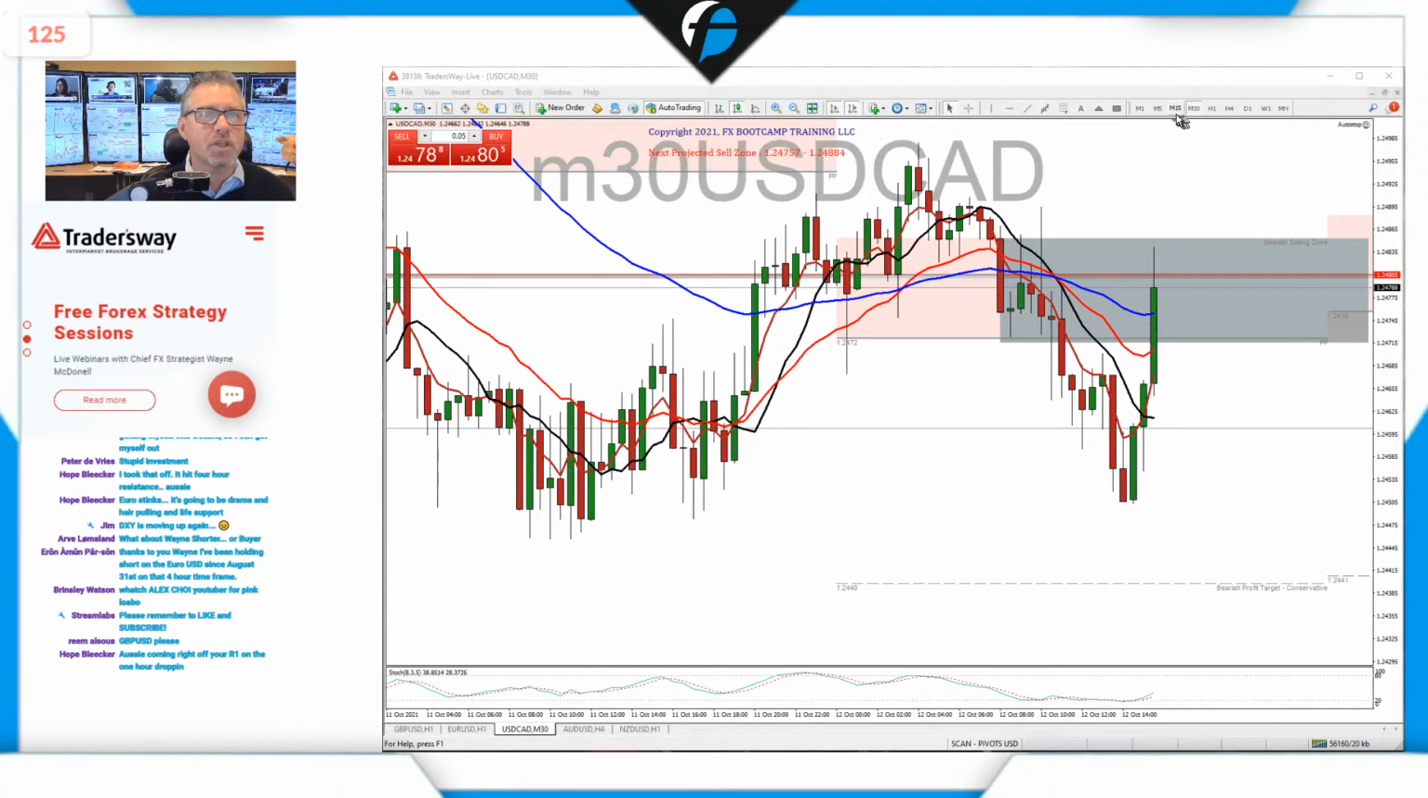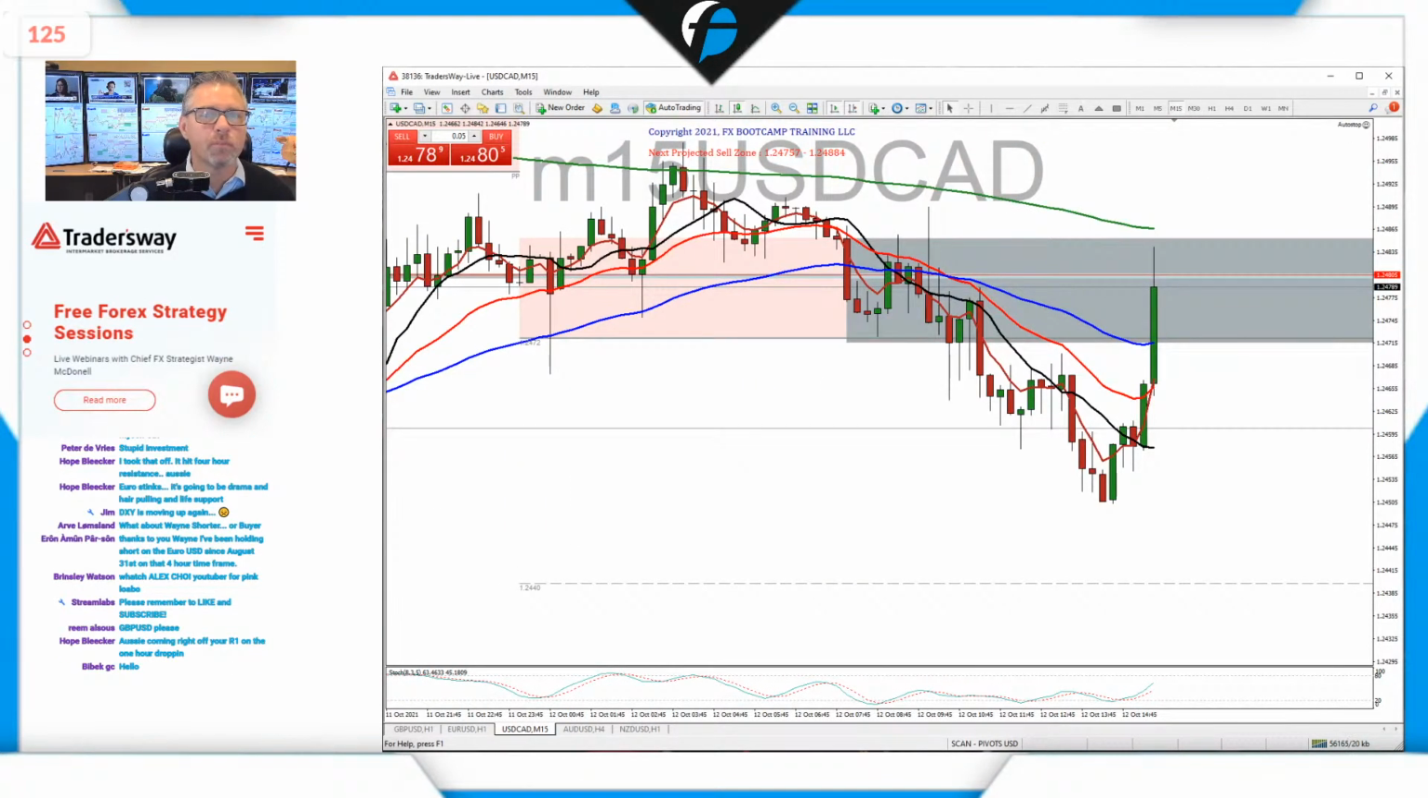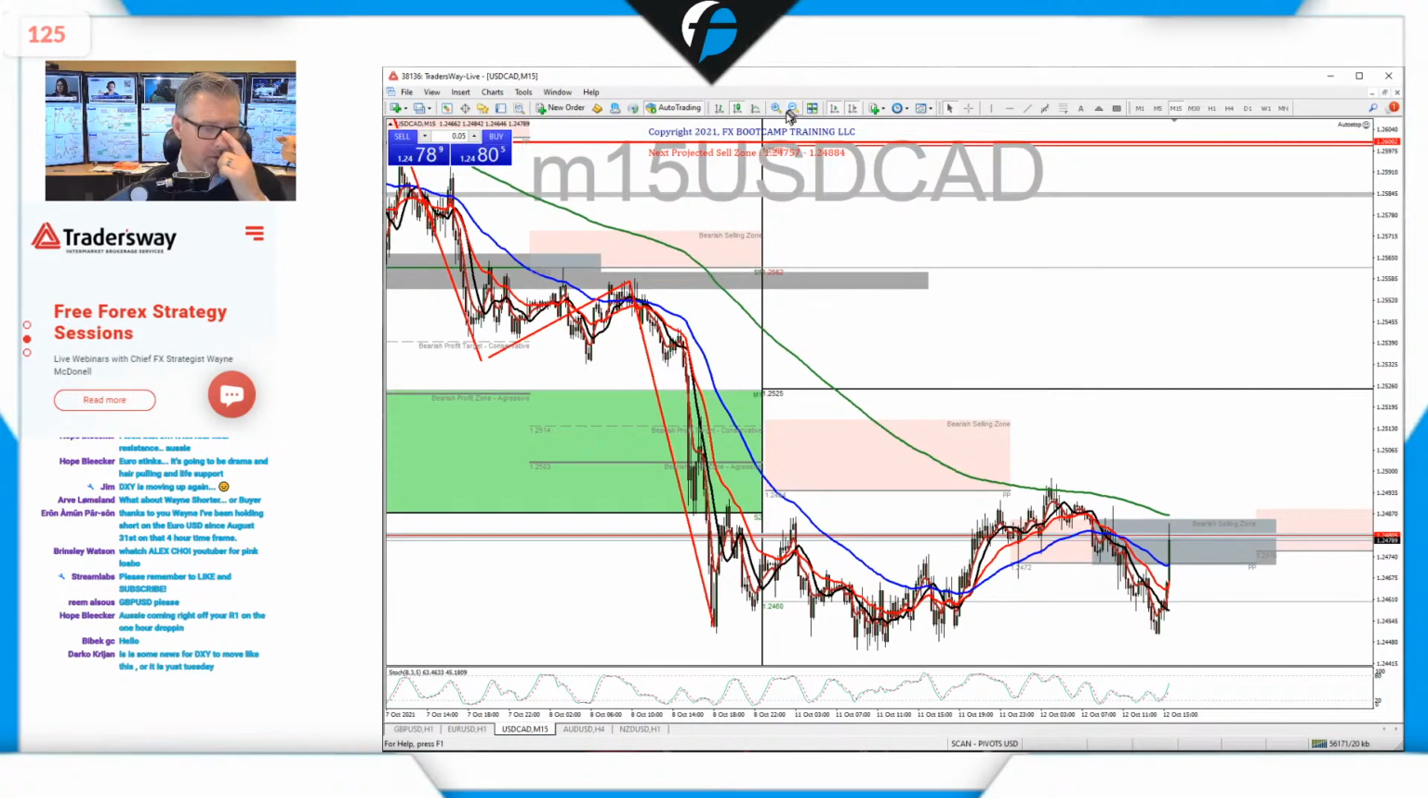Yeah, that'll be interesting if we can get that sucker to roll over. Okay. If it doesn't, it's technically important because it creates a bottom. What?